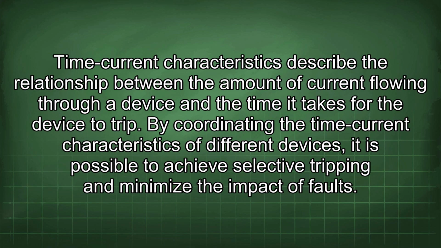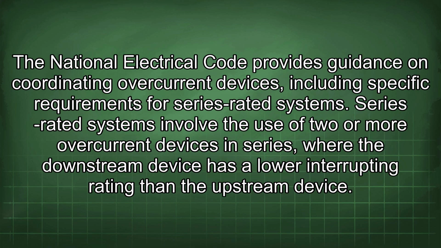Time current characteristics describe the relationship between the amount of current flowing through a device and the time it takes for the device to trip. By coordinating the time current characteristics of different devices, it is possible to achieve selective tripping and minimize the impact of faults. The National Electrical Code provides guidance on coordinating overcurrent devices, including specific requirements for series-rated systems.